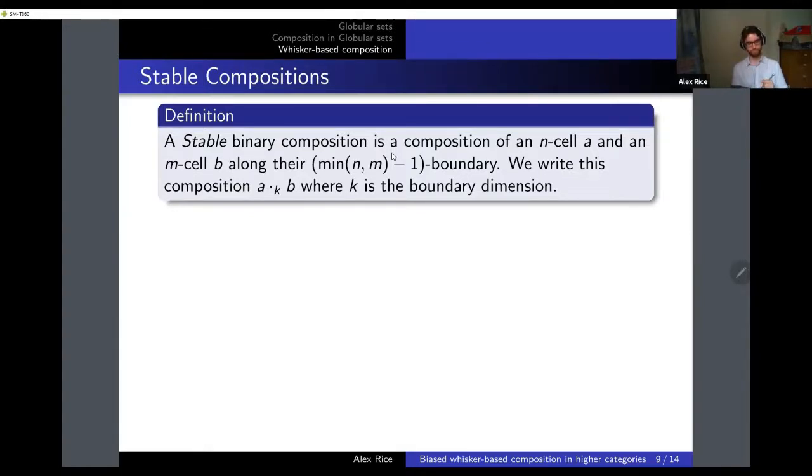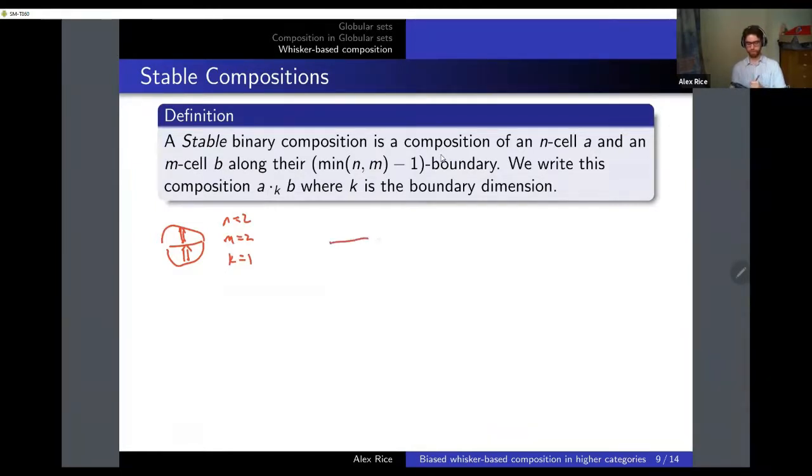As a first example, if we take the vertical composite of two cells, then this is stable, as we've got a two cell at the top. So we've got n equals 2, m equals 2, and the boundary equals 1, which is equal to the minimum of n and m, minus 1.